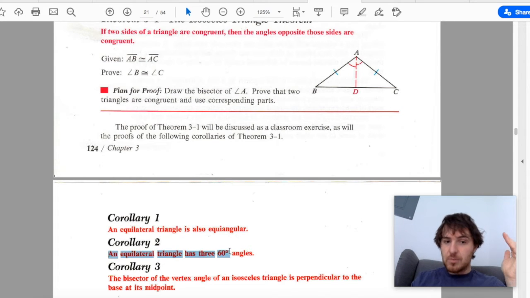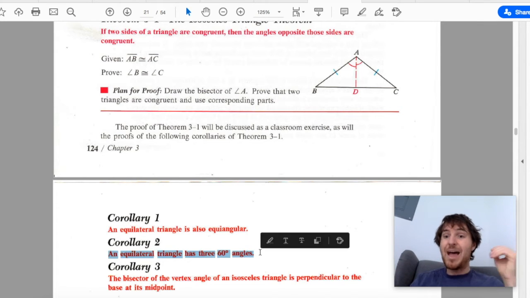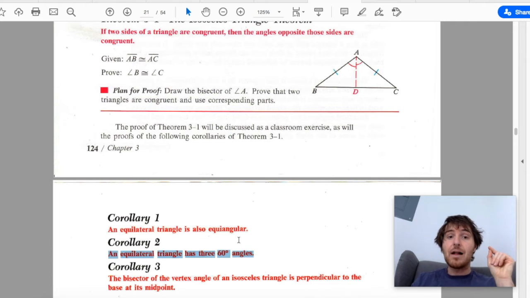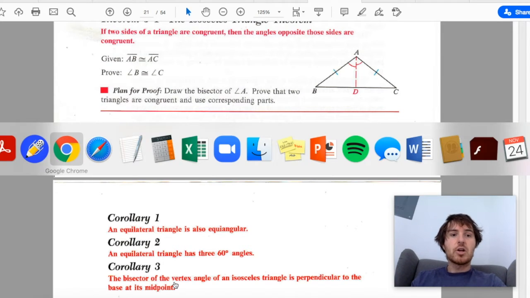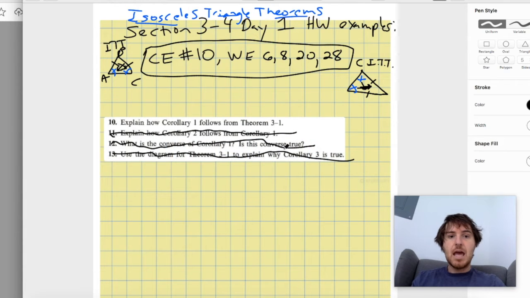And then for question number 11, you'll have to justify where this comes from, how you know this is true. Why does it follow from corollary 1? Logic, common sense. But you're going to have to use evidence in your convincing arguments to see how it follows here. Corollary 3, you're also going to justify in problem number 13. Explain why corollary 3 is true.